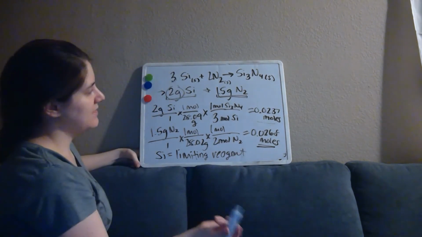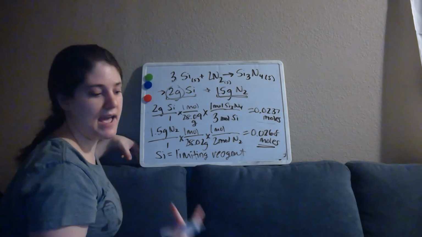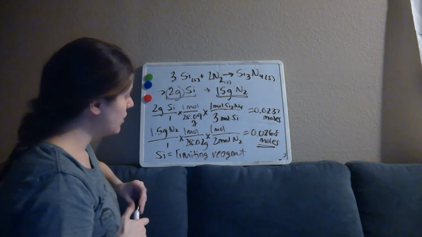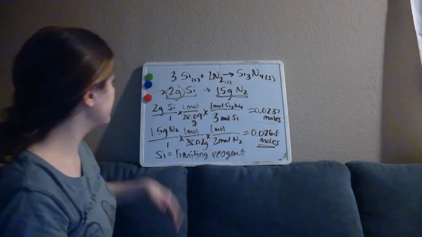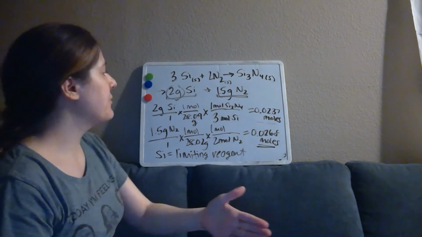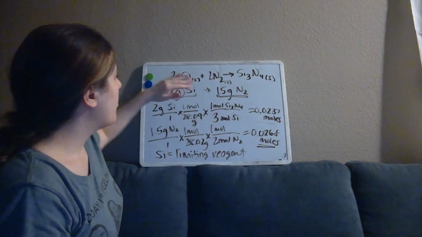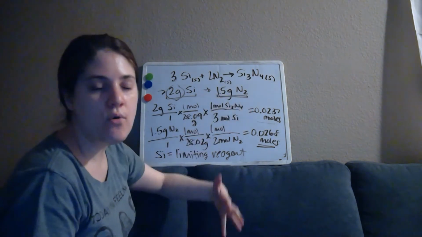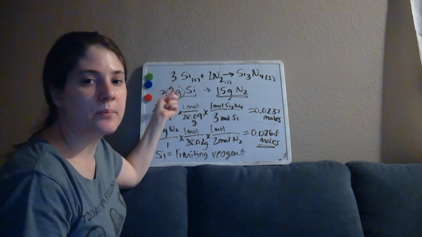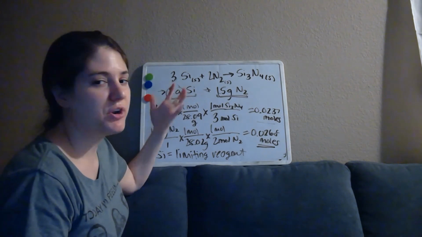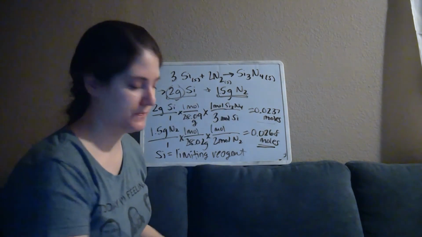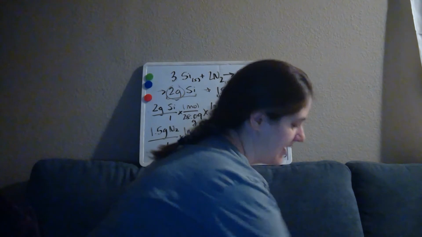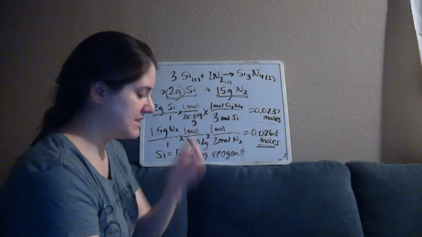And then on the other hand, nitrogen would then be the excess reagent. So all that really means is just that the silicon will completely react, but we will run out of it. And then even though there will still be some nitrogen left over, there's no more silicon present for it to react with. So it'll just stick around and be left over. Okay, so that's limiting and excess reagent.